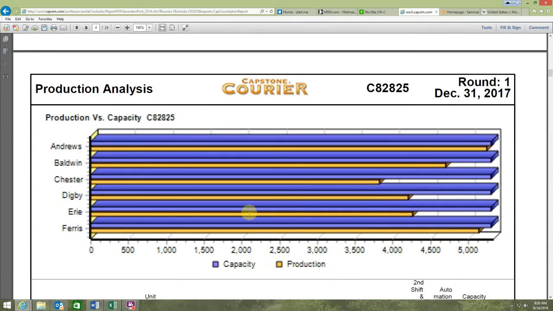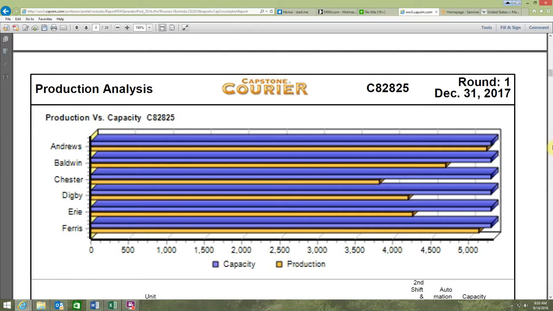As we scroll down, we get to this production analysis, and this one I like to glance at, and this is not unusual for the first round. What I can glance at here, I see the blue is our capacity, and the yellow or gold is our production. What I will tell you is that we have just all kinds of excess capacity. Just glancing at this, and why do I mean that? Doesn't it look like Andrews produced right up to its capacity? Well, no, they didn't, because this is first shift capacity. Andrews could have produced twice as much.